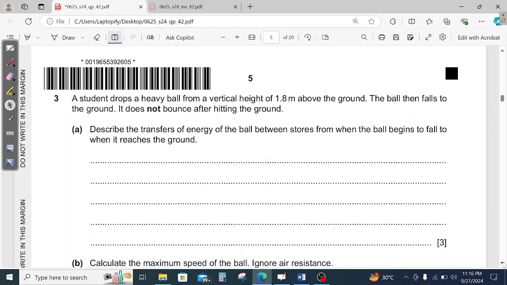Now question number 3. A student drops a heavy ball from a vertical height of 1.8 meter above the ground. The ball then falls to the ground.